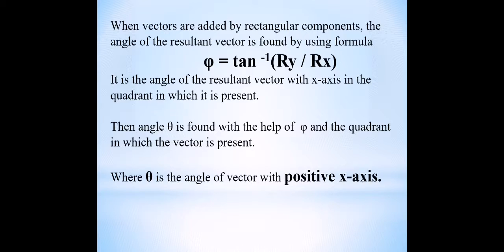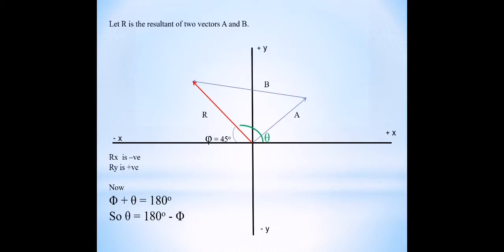Phi is the angle of the resultant vector with the x-axis in the quadrant in which it is present. As we know that all four quadrants have an x-axis in them, phi represents the angle of the resultant vector in its respective quadrant. The angle theta is the angle of the vector with the positive x-axis. It can be found with the help of phi and the quadrant in which the vector is present. So theta is the standard angle of the vector made with the positive x-axis.